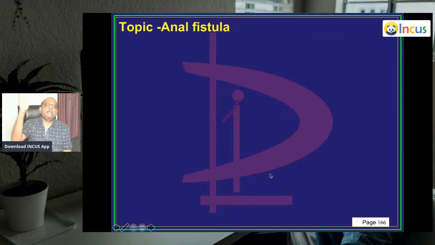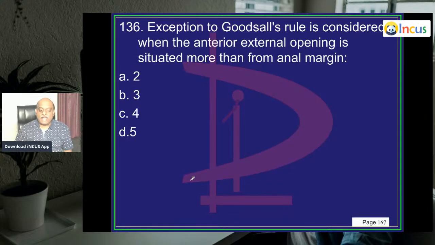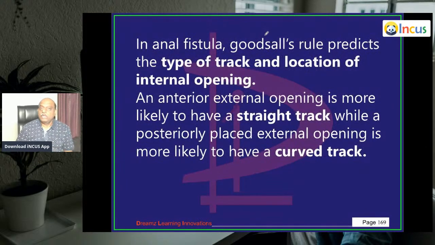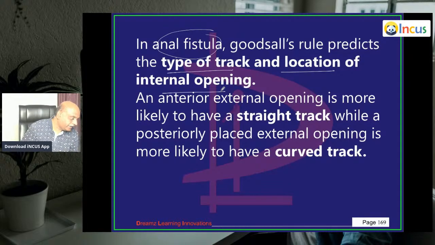Now, anal fistula is another very favorite topic of the examiner. You have to be 100% sure about Goodsall's rule. So what is the exception to Goodsall's rule? Whenever the anterior external opening is situated more than 3 centimeters, then Goodsall's rule does not apply. So in anal fistula, what does Goodsall's rule say? The type of tract and the location of the internal opening, there's a relation between the two.